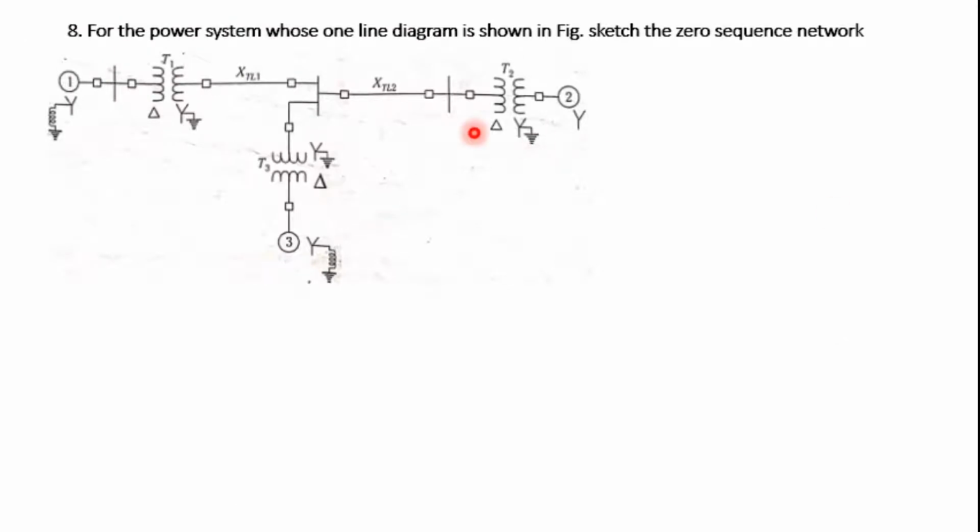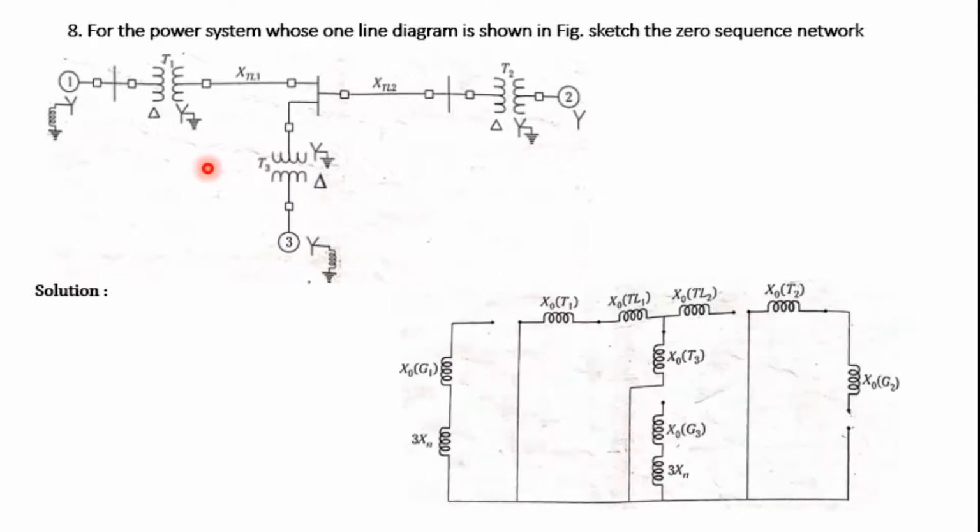Then the next problem is like this. For the power system whose one line diagram is given, we need to sketch the zero sequence network. Once we get the question, we should know what they have asked. Do not unnecessarily write all the sequence networks. Be particular about what question they have asked. So we just need to draw the zero sequence network for this one line diagram.